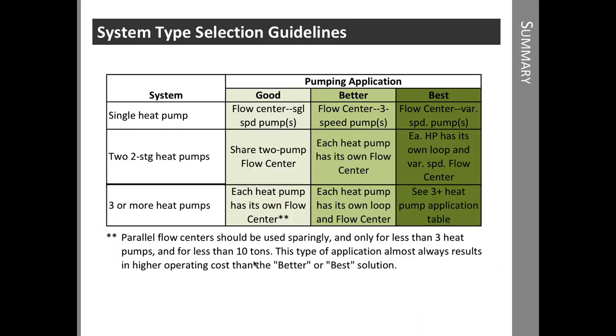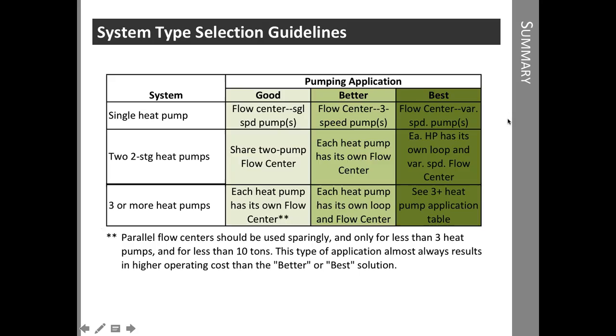All right, so let's take a look at some guidelines, because it does get a lot more difficult when we look at 3 or more heat pumps. A single heat pump, as I mentioned, we can certainly use 1 flow center, 1 loop, 1 heat pump, not a big deal there. 3 speed pumps are a little bit better because we can dial in the flow for that heat pump. And the best case is the variable speed flow center, because now with a 2-stage heat pump especially, we can dial in the flow, and as we run at lower flow rates, we're using less watts.